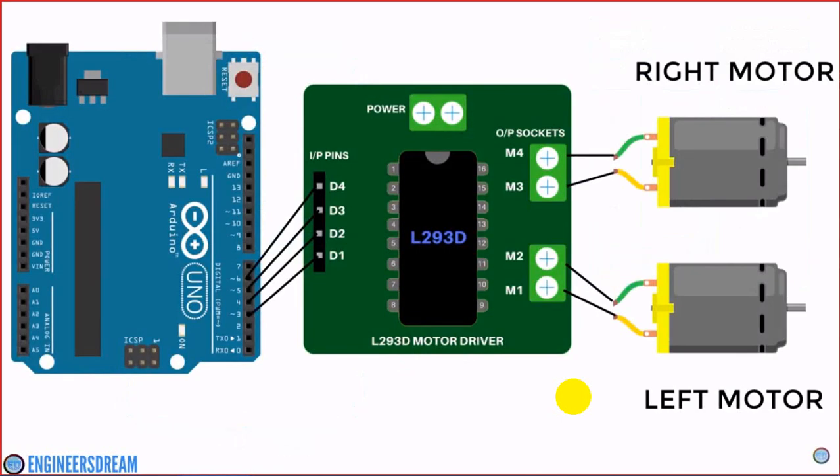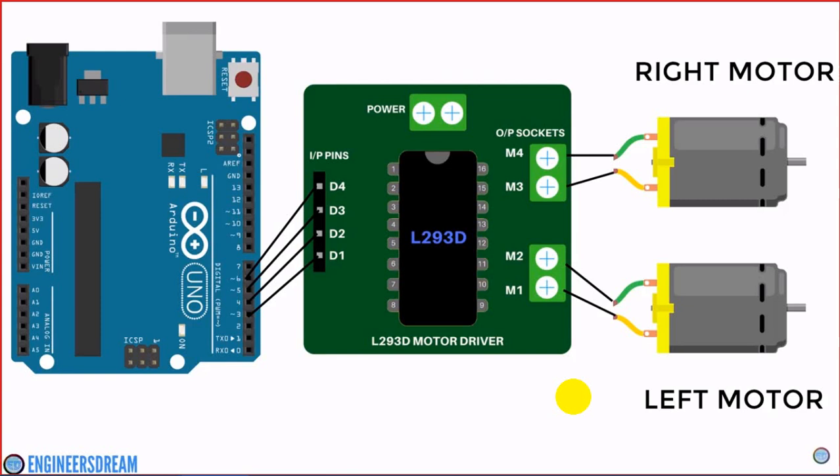If you connect pin number 3 and 4 from the Arduino to the D1 and D2 pins of the motor driver. Similarly, if you connect pin number 5 and 6 from the Arduino to D3 and D4 pins of the motor driver. Next, if you connect the M1 and M2 socket of the motor driver to the left motor, and if you connect the M3 and M4 socket of the motor driver to the right motor, then when you write any command on pin number 3 and 4, the left motor will be controlled, and when you write a command on pin number 5 and 6, the right motor will be controlled.